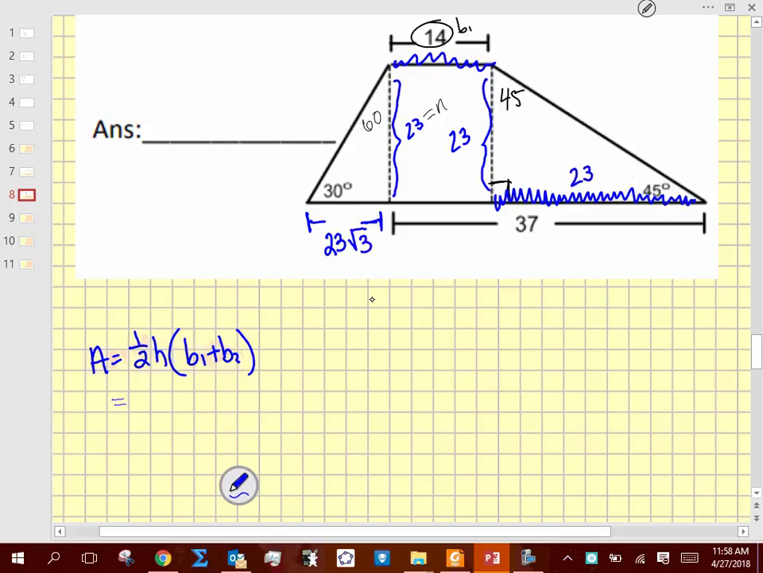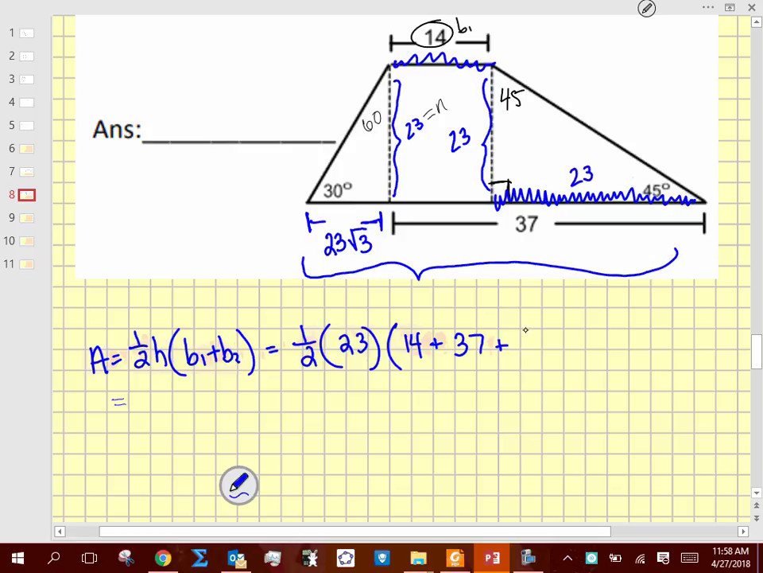radical 3. Okay. So, start filling some stuff in here. We know 1/2 h is 23, right? And b1 plus b2. Well, b1 was 14, correct? Plus then b2, using the segment addition postulate, is those two things added together, right? So it's 37 plus 23 radical 3. All right? That is the answer.